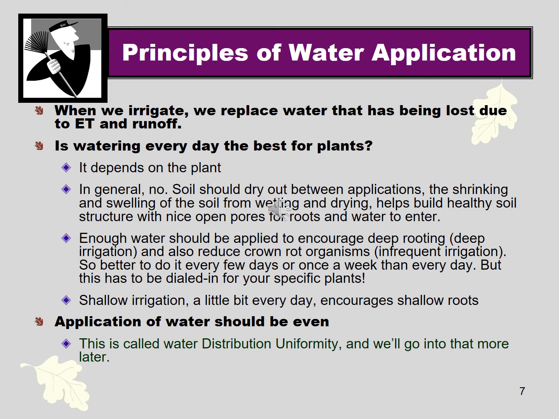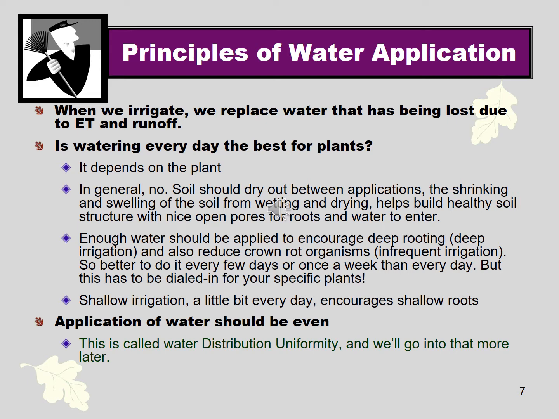So shallow irrigation, a little bit every day, encourages shallow roots overall. Again, that's okay for lawns, but not for your perennials, shrubs, and trees. And the other thing that you need to know about is distribution uniformity. The application of the water from your irrigation system should be even across the whole landscape in general.